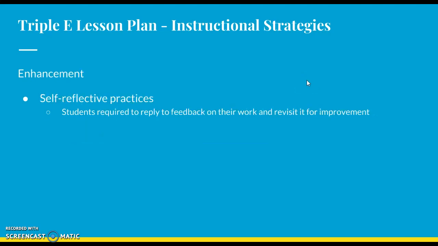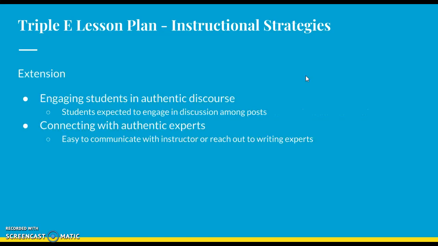The enhancement strategy used is self-reflective practice. This is because students are required to reply to others' feedback on their work and revisit it for improvement. Extension strategies include engaging students in authentic discourse with others and connecting with authentic experts. Students are supposed to engage in discussion with this post to help support their learning, and in this application, they are free to easily communicate with their instructor.